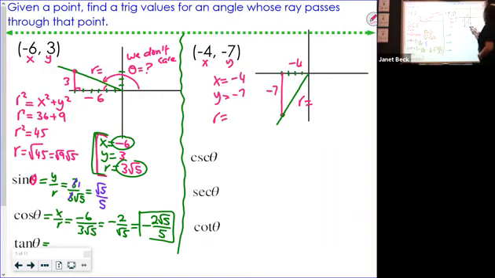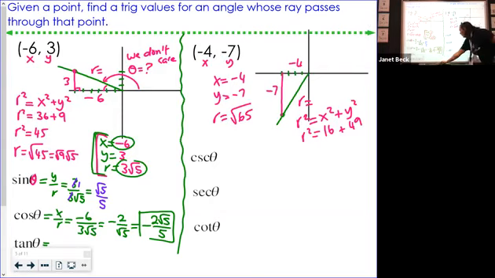How are we going to find the r? We're going to use r squared equals x squared plus y squared, Pythagoras. So it's going to be -4 squared is 16, plus -7 squared is plus 49. So that's r squared. So our r will be the square root of 65. Now we have these 3 bits of information.